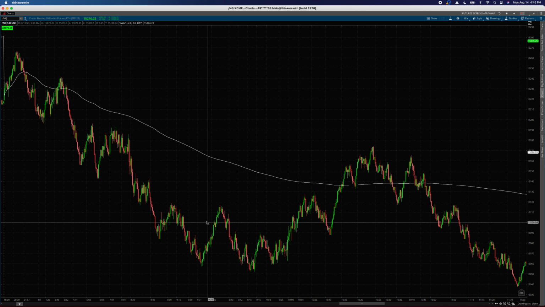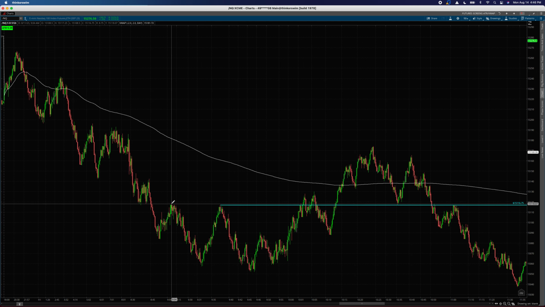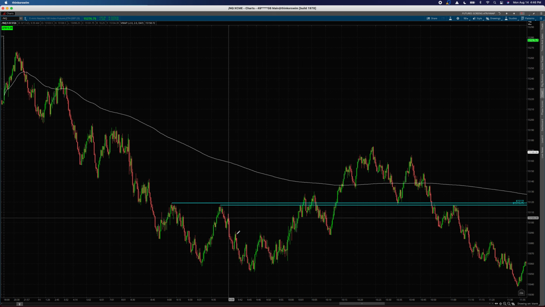Now, on Friday, we can see that we were heading lower and we are inside again of this larger time frame support. And what we have here are some lower highs. We can see we had a lower high, lower low, lower high, lower low. Notice how this high is not above the prior high.